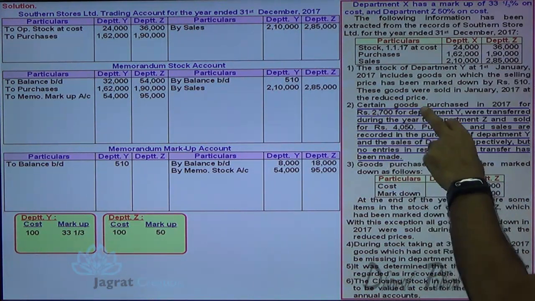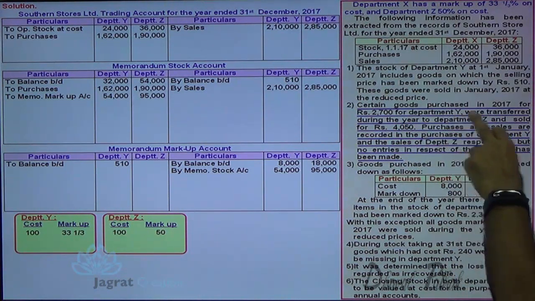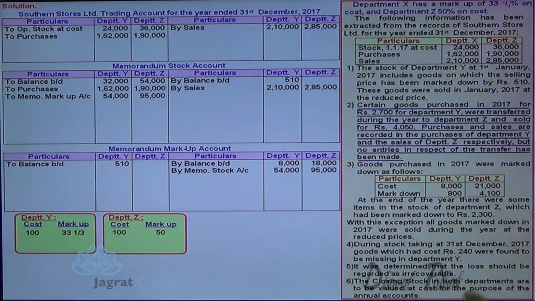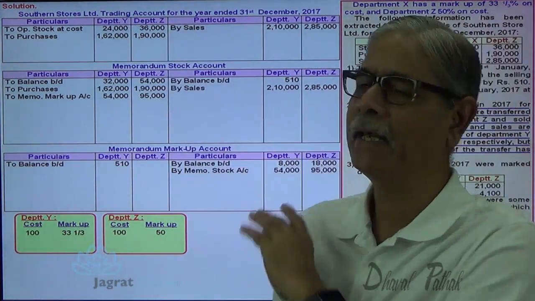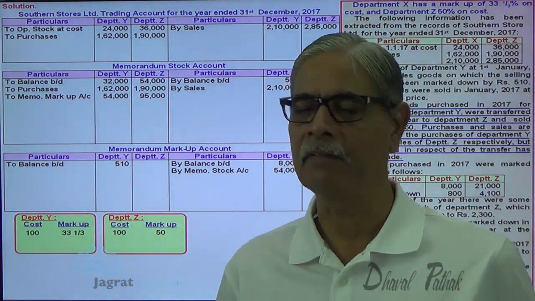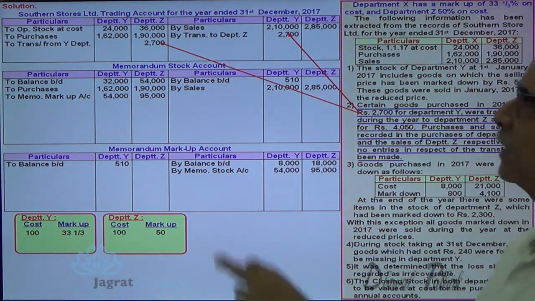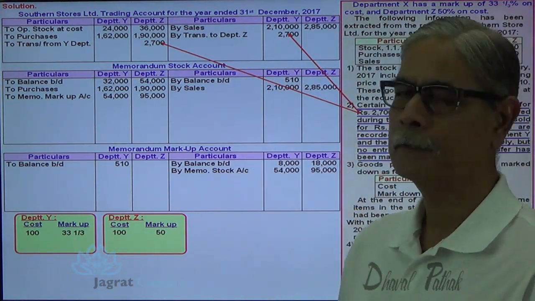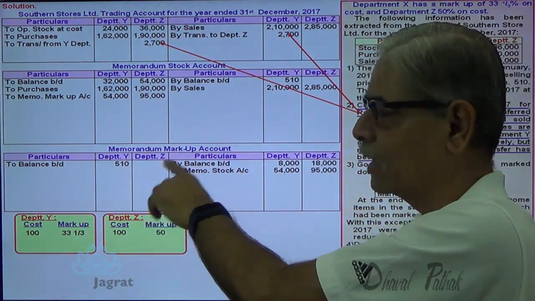So certain goods, 2,700 for Department Y, were transferred during the year to Department Z. So goods are transferred to Z from Y. Now in a normal trading account, when goods are transferred, debit the receiver, credit the giver. Z account is to be debited and Y account is to be credited. So this is a normal entry that is done in the case of trading account. Now what is the effect of this? Now Department Z is debited with 2,700.